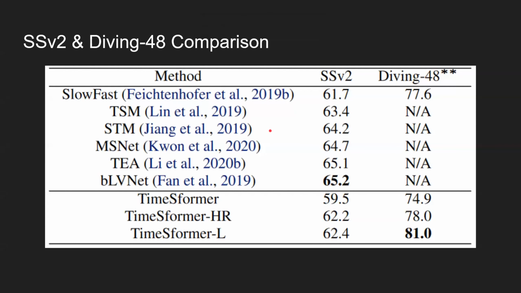So they also compared SSV2 and Diving 48 to CNN models and Timesformer. We can see that for SSV2, once again, Timesformer L and Timesformer HR outperform SlowFast. However, in this case, Timesformer does not have a state-of-the-art accuracy. It is outperformed by several CNN methods, but it is still competitive, which is important to note, as Timesformer is doing fairly well on such a temporally difficult data set.